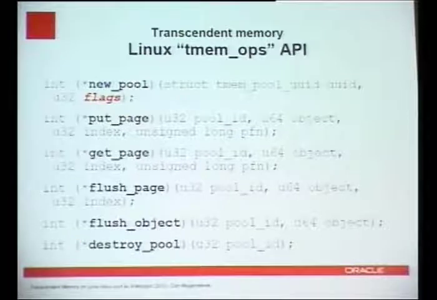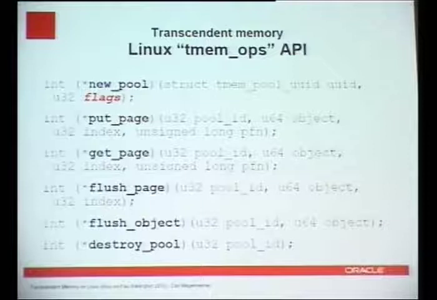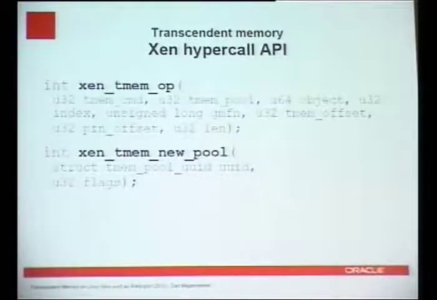For that API, this is what it looks like from Linux. You don't have to understand this in great detail. A pool is created with new pool. Then pages are put to it or gotten from it with these other calls. And we'll explain the other ones in a minute. And the lower level Xen interface looks like this. It's actually a single hypercall, but to make it easier to read, pools get created with the new pool and get operated on with the other one. They get combined into a single union structure, which goes through a single hypercall to Xen.